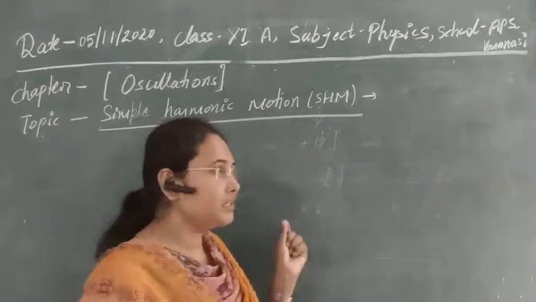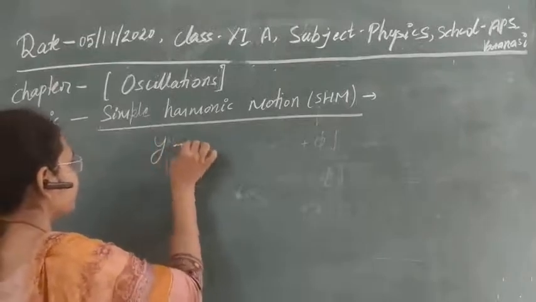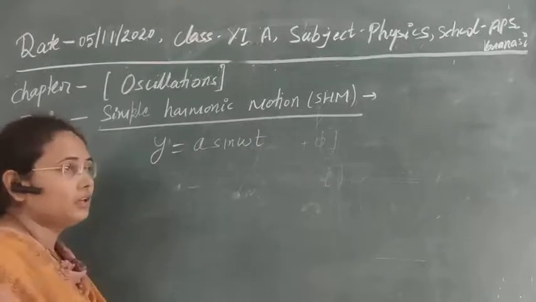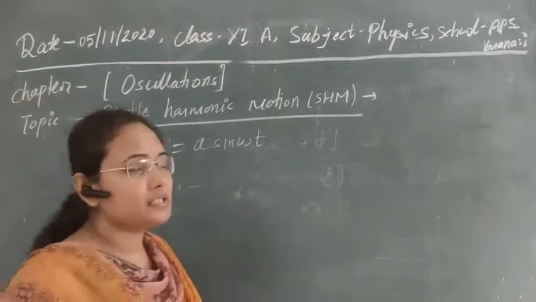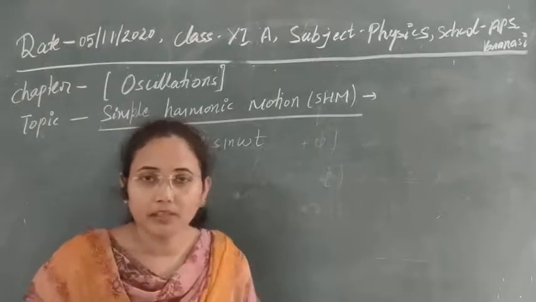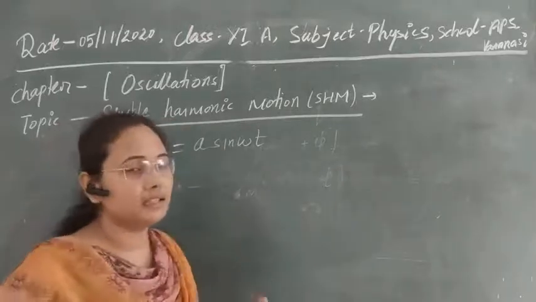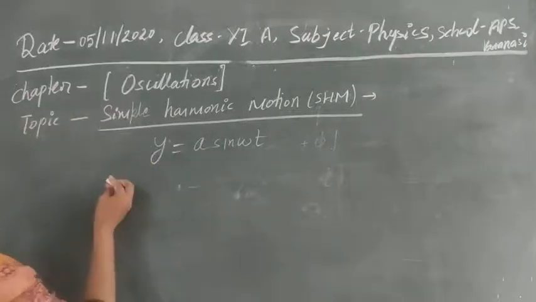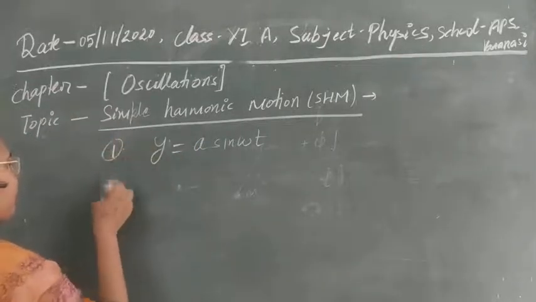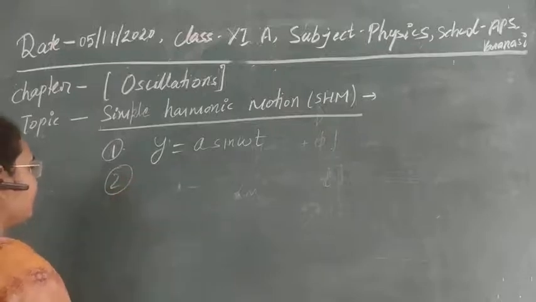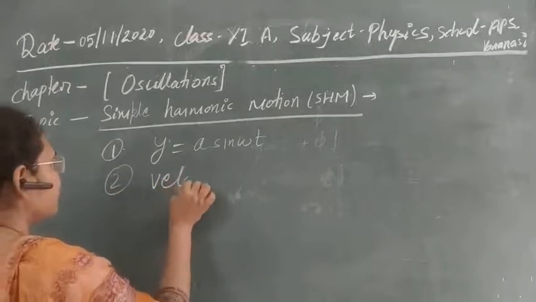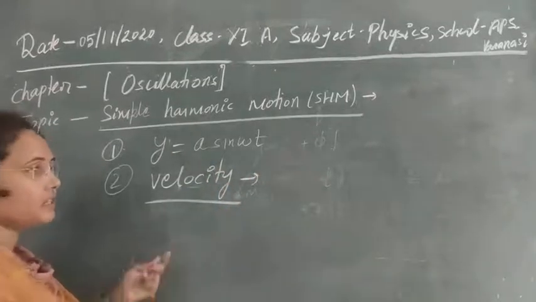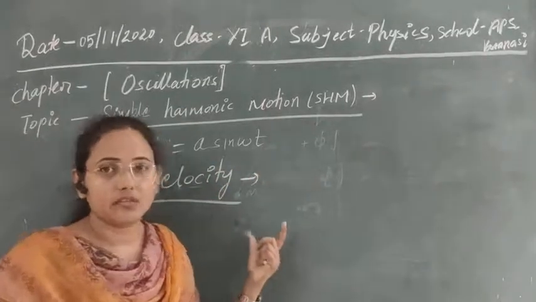So for simplicity, here I am taking only the equation a sin omega t. With the help of this, we can easily calculate the velocity, the acceleration, and the energy in any oscillatory or vibratory motion. Starting from the first thing, this is the displacement, and the second thing is the velocity. What will be the velocity with which a particle is executing oscillatory or vibratory motion?